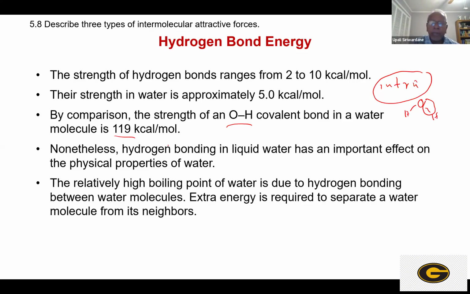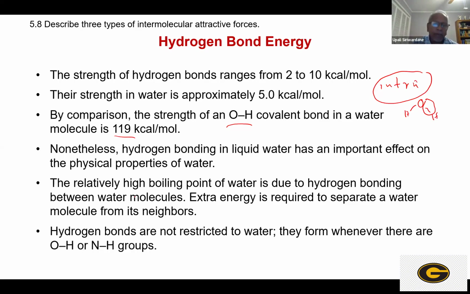Hydrogen bonding between water molecules creates a higher boiling point for water as well as high heat capacity. The specific heat of water is the highest because of hydrogen bonding, attraction between their neighbors.